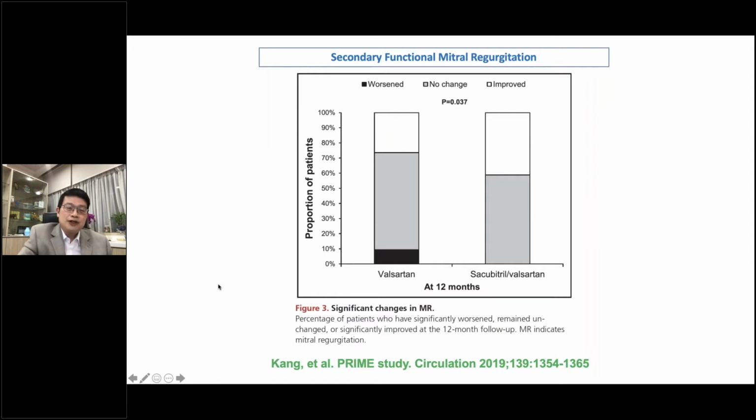And this is a trial, the PRIME study, specifically looking at patients with functional mitral regurgitation, which did demonstrate that at 12 months with the sacubitril valsartan or Entresto, there was a significant reduction in the severity of mitral regurgitation, more so than those who were just treated with valsartan. The PRIME trial was a randomized trial comparing valsartan alone versus sacubitril valsartan in patients with functional mitral regurgitation and a dilated left ventricle.